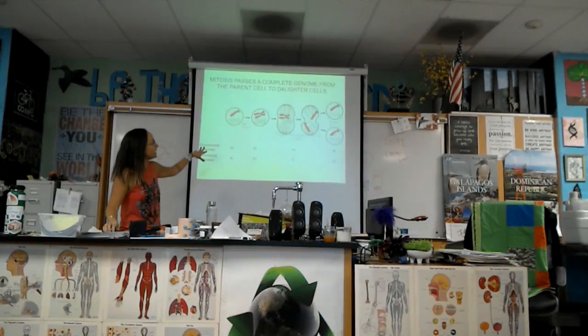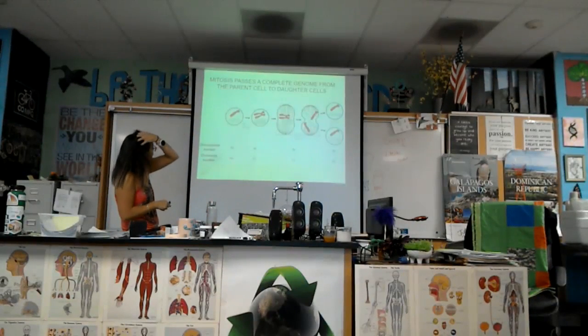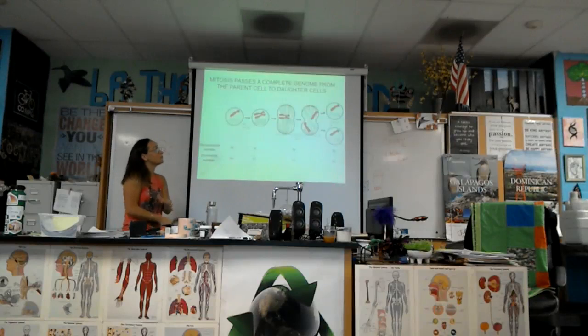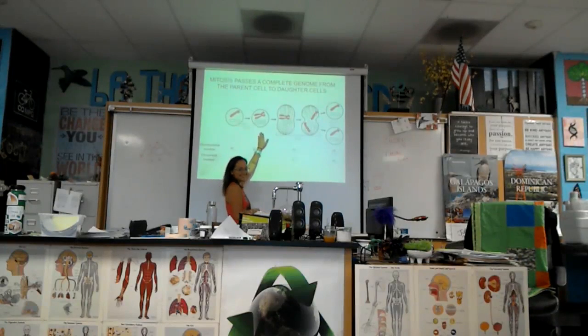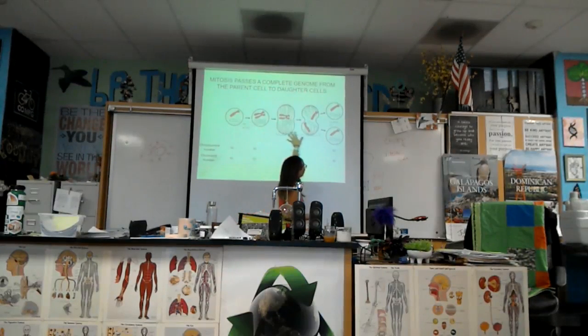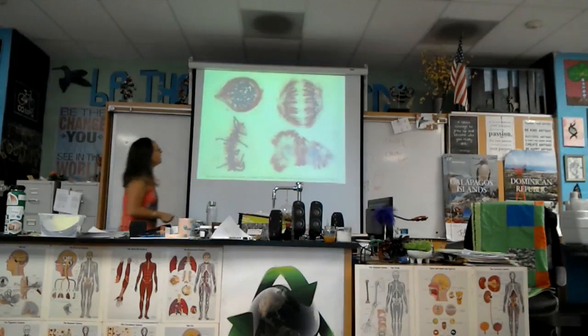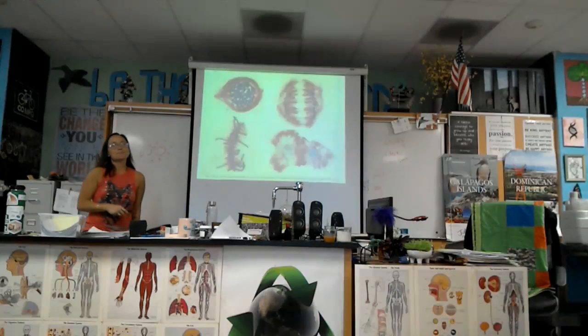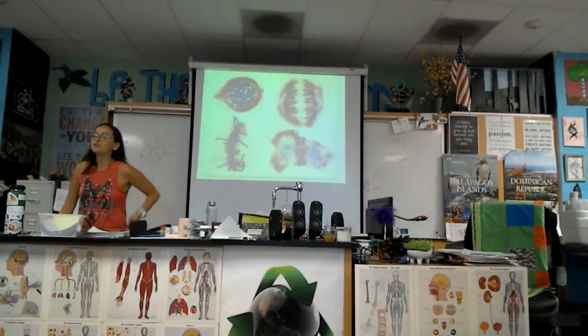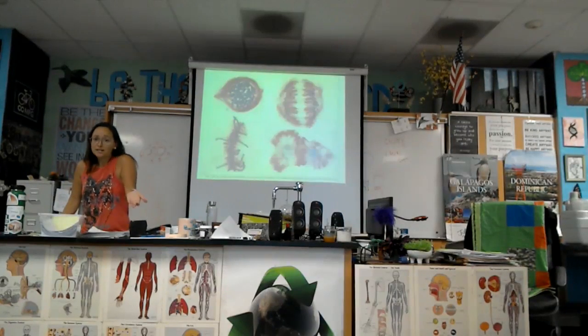But in mitosis, it passes a complete genome from parent cell to daughter cell. So when you start with one cell and you go through, sister chromatids, and then they get pulled apart. Now you have 2 identical diploid cells. Oh, look at that. So pretty. Hey, what stage is this? Actually, College Board, you don't have to memorize prophase, metaphase, anaphase, telophase. But you can identify what's happening.